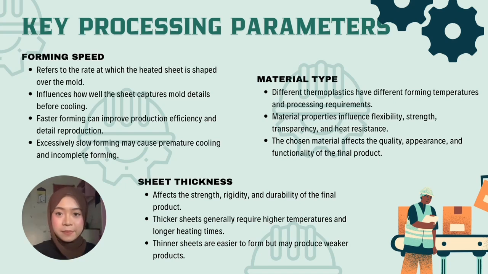Next, material types. Different thermoplastics require different forming temperatures and processing conditions. The properties of each material such as flexibility, strength, transparency, and heat resistance significantly influence its performance during forming and the final application. Therefore, the selection of material type plays a crucial role in determining the quality, appearance, durability, and function of the final product. And lastly, sheet thickness. It can affect the strength, rigidity, and durability of the final product. Thicker sheets generally require higher temperature and longer heating times. Thinner sheets are easier to form but may produce weaker products.